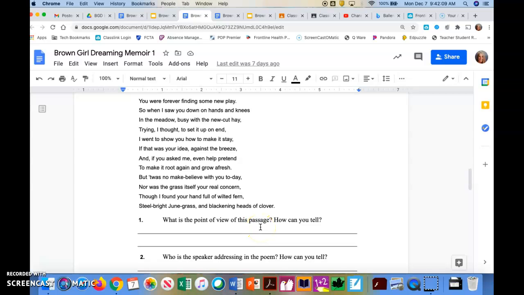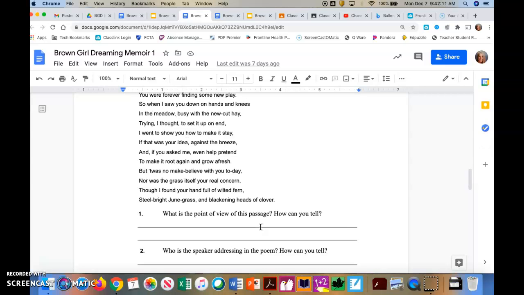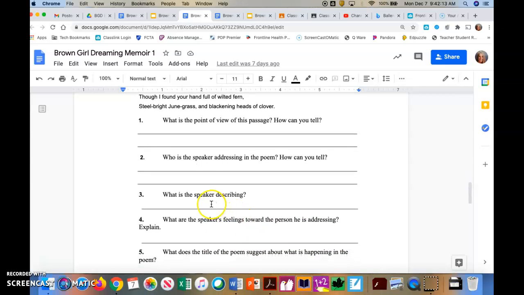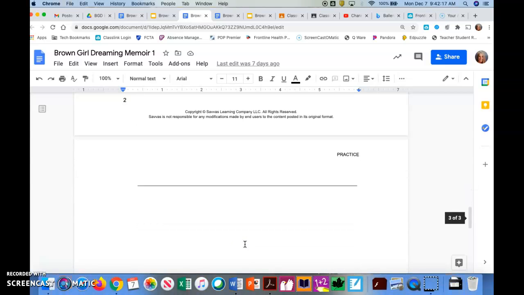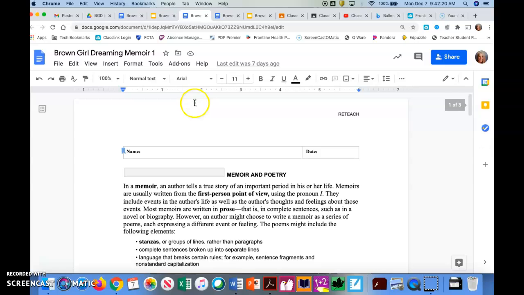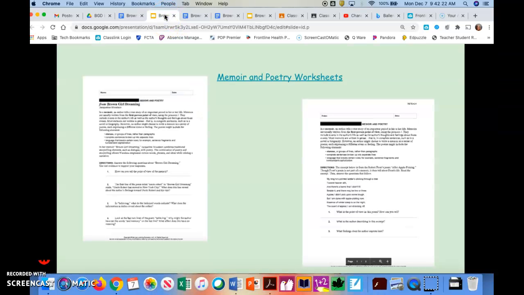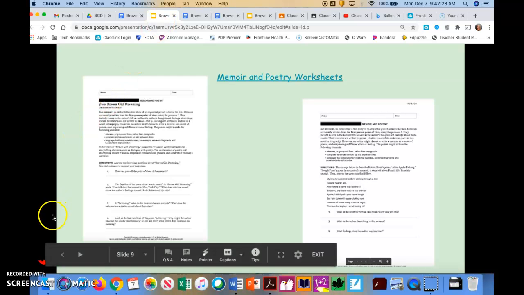Is it the author's point of view? Is it another person's point of view? Is it first person, second person? What is the speaker describing? You're just going to type your answers after each question on the line. Once you have finished those 3 worksheets, go back to our Google Classroom and submit them for a grade.